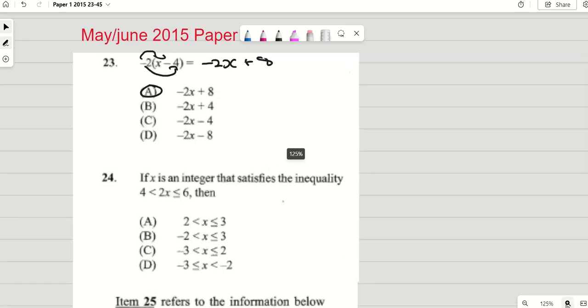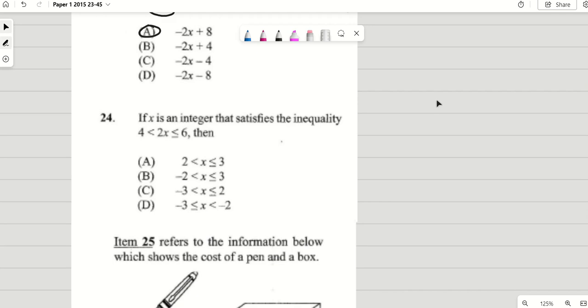If x is an integer that satisfies this inequality, then first off, we want x. So to turn this 2x into x, we have to divide this entire thing by 2. So you're dividing this entire thing by 2. Because we are not dividing by a negative number, the signs will stay the same. So it will be 4 divided by 2 is 2, is less than x, which is less than or equal to 3.